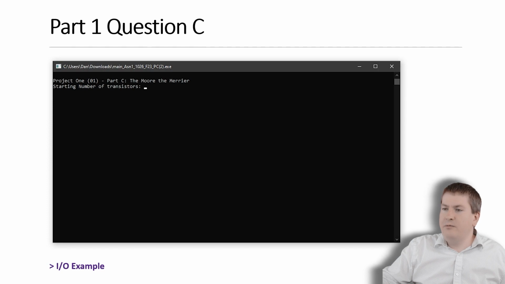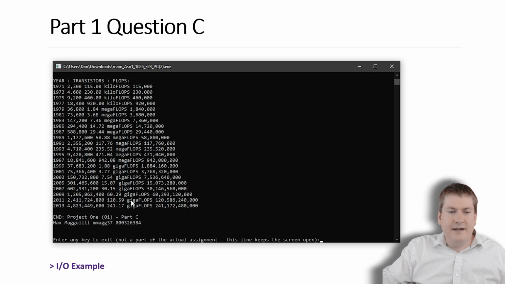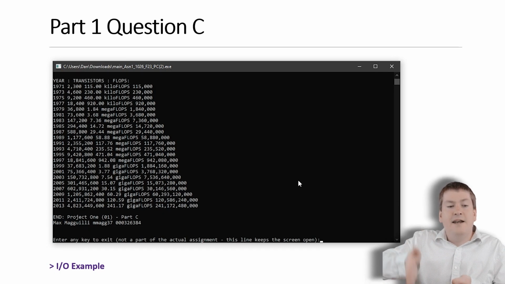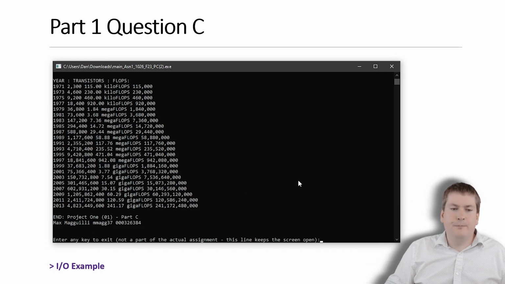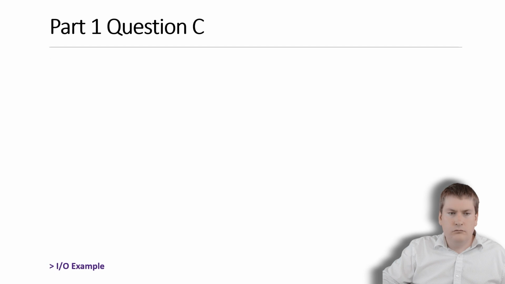Okay, let's try again with 42 years. So same number of transistors, same starting year, and let's go up to 42. So now you can see we get that extra year because it's actually ending on a year where it doubles. So years where it doesn't double, they shouldn't be included in the output. That's why it jumps every few years. Keep in mind, this isn't just outputting odd years or even years, it's based on the starting year.